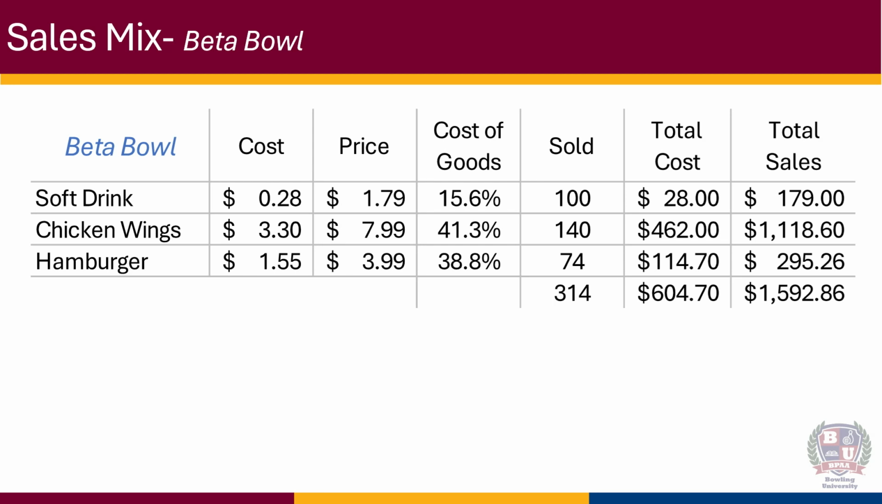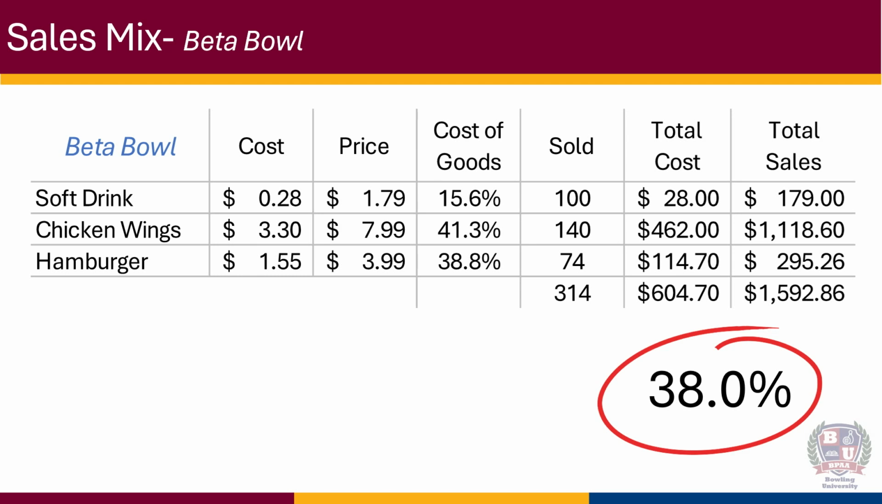We're selling a lot more chicken wings and we're selling more burgers. So we still have sold 314 items. That didn't change. The items didn't change. The cost didn't change and the price didn't change. So the only thing that changed compared to the first scenario was the number of each item. Extend it, do the math.